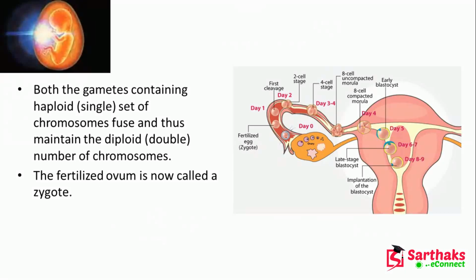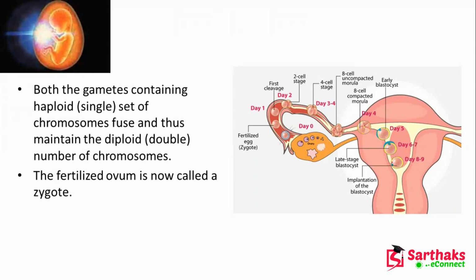Here you can see the changes. This is day 0, and day 1 is the first cleavage. Then day 2 is the 2 cell stage, day 3 the 4 cell stage, then the 8 cell uncompacted morula, then the 8 cell compacted morula. Early blastocyst is on day 5, late stage blastocyst on days 6 and 7, and then days 8 and 9 is implantation of the blastocyst.